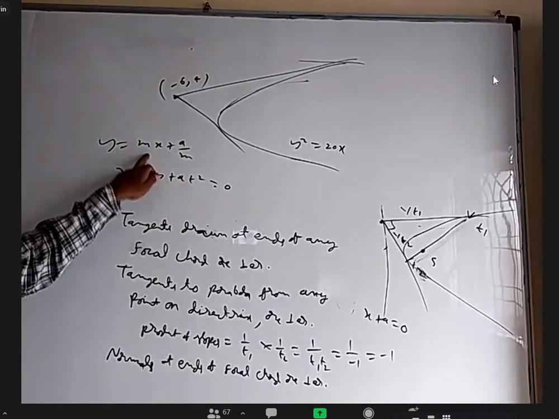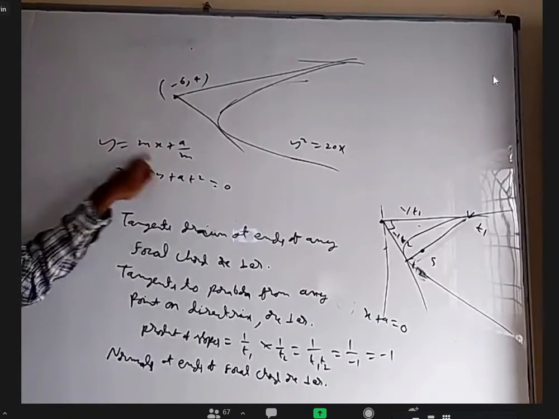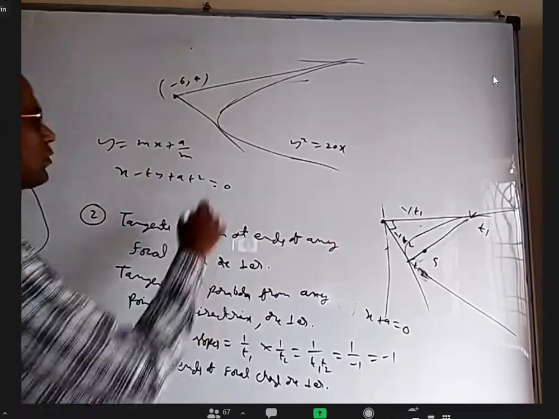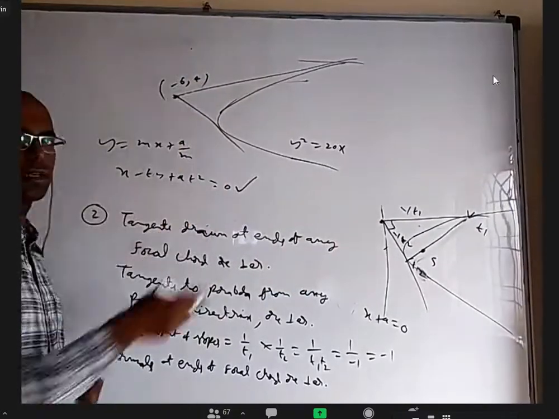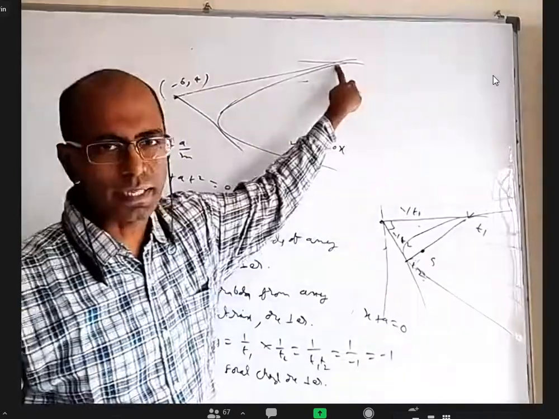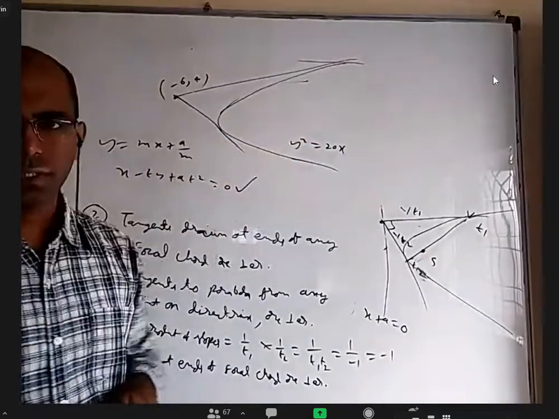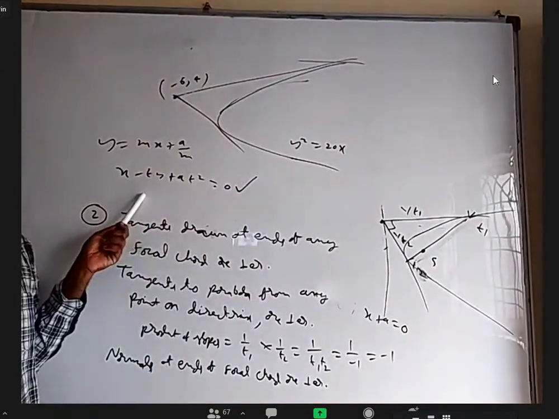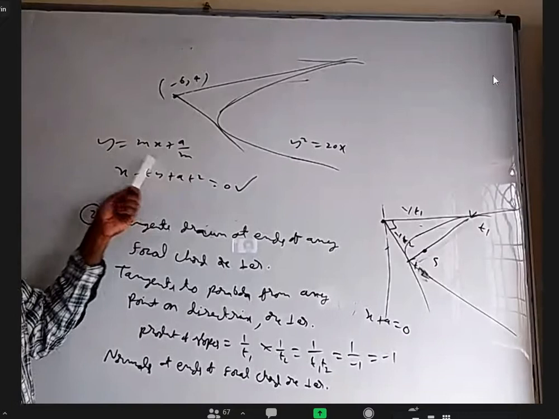If you use the first one and substitute this point in the place of x and y, you'll get a quadratic equation in terms of m. You'll get this slope and this slope. If you use the second one and substitute this point, you'll get a quadratic equation in terms of t. You'll get two values of t, one for this point of contact, another for this point of contact. If you want to find points of contact, use the second one. If you want to find slopes of the tangent, use the first one.